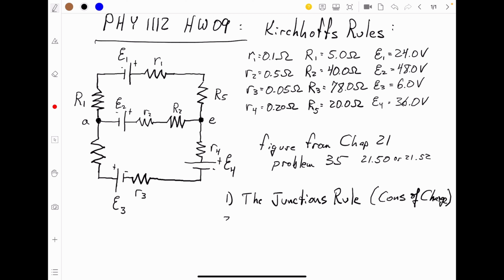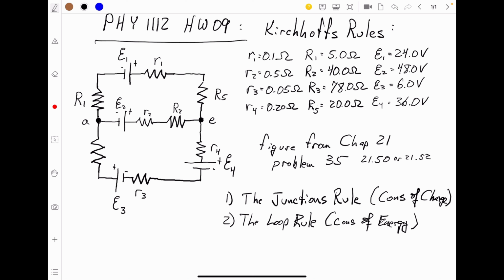Okay, and then we have the second rule, which is the loop rule, and that is based on conservation of energy. So we're going to apply those rules.